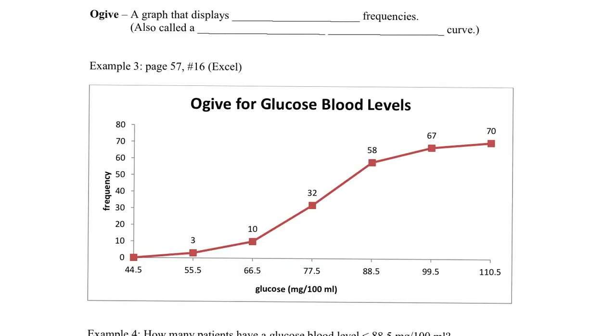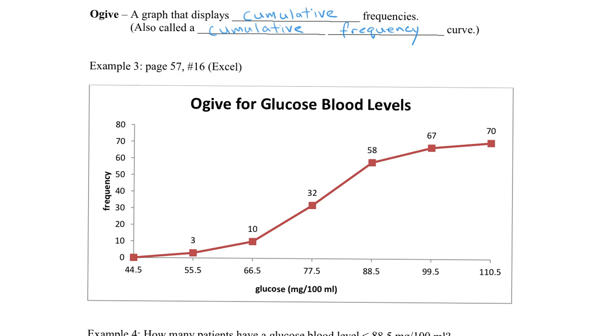Another graph that we'll see in this section is called an ogive. Now honestly, I don't really hear it called ogive very often, but our author uses that term. Usually I'll hear it called a cumulative frequency curve. But it is a graph that displays cumulative frequencies. And as I mentioned, it's also called a cumulative frequency curve. So this picture here is from the same data set. It's from page 57, number 16.